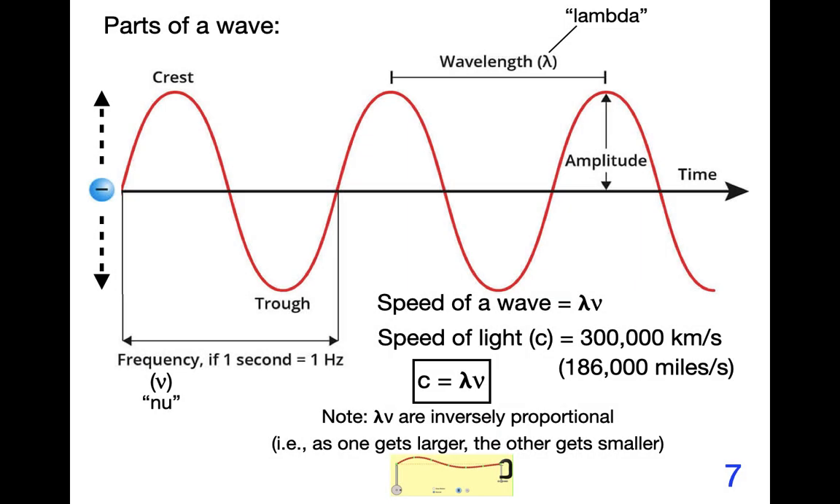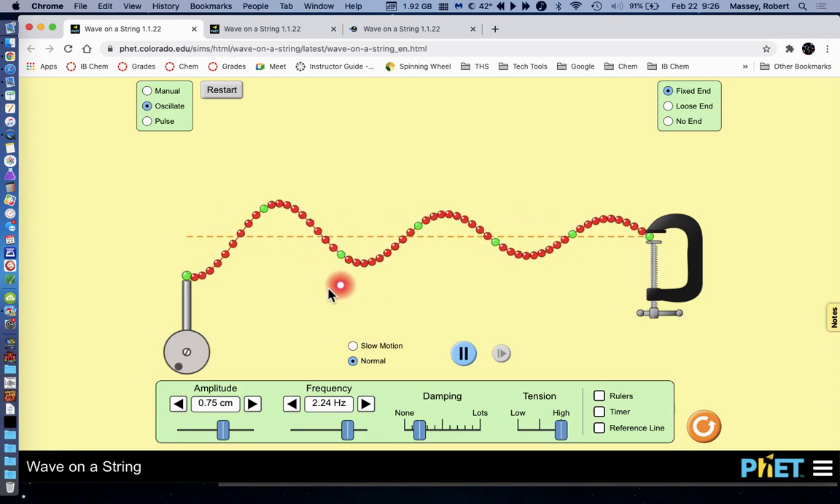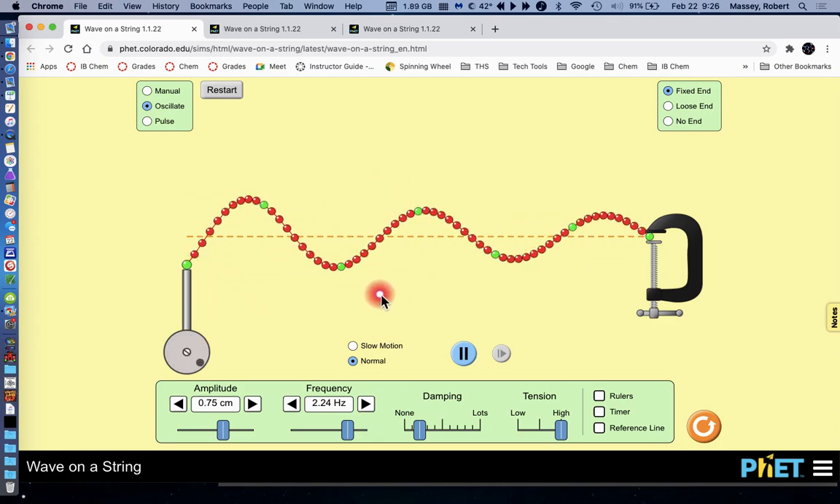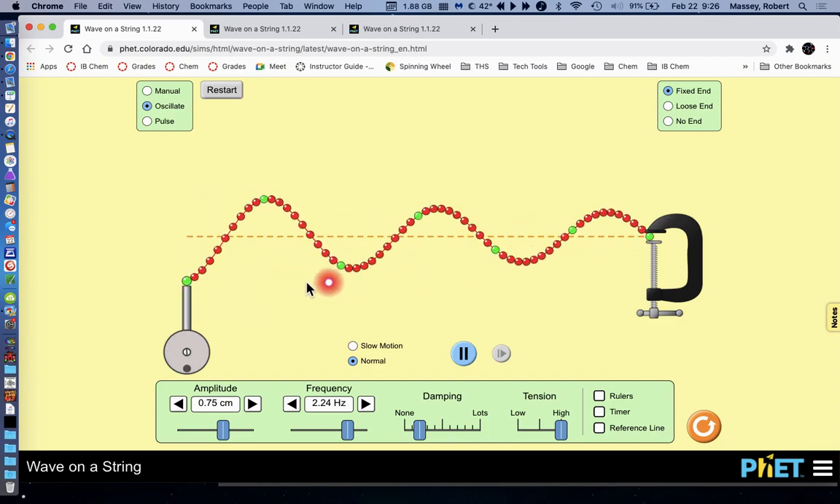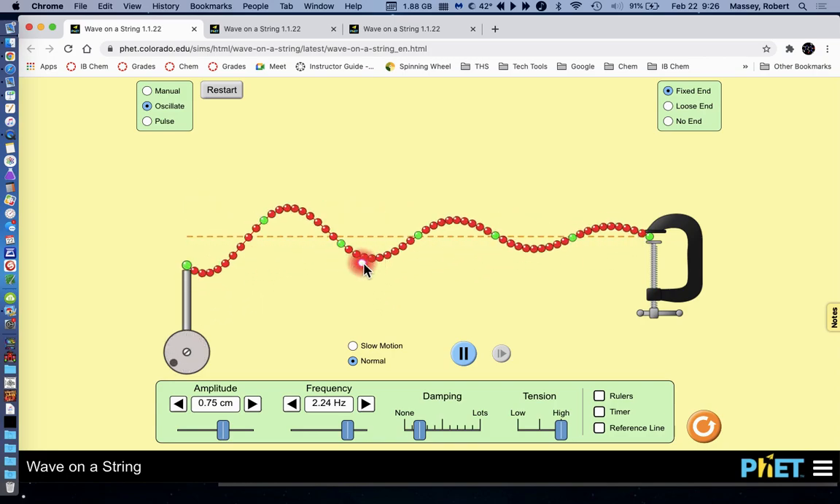So if I was to count the number of waves that pass a given point, now I have quite a few passing. So the wavelength has gotten shorter, but the frequency has gotten higher.